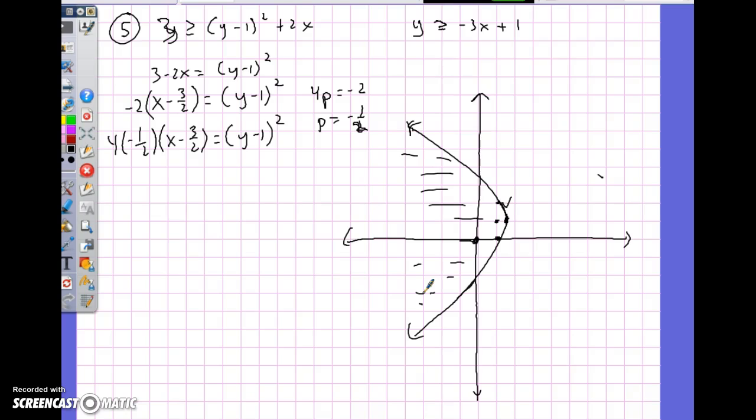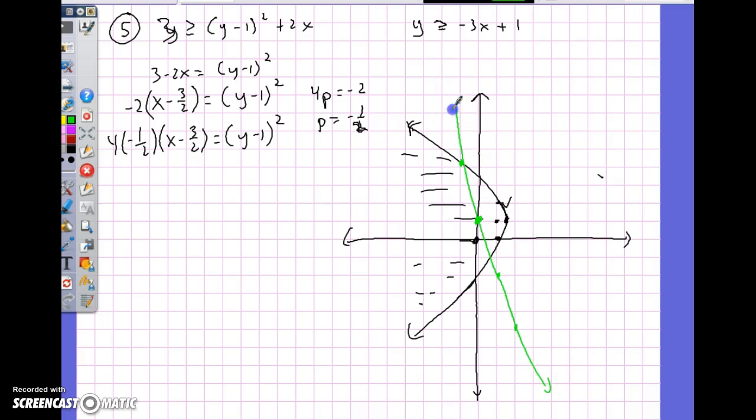All right. Now I'm going to do the second graph, which is a line. Hopefully that one's going to be really easy. So I go over here. My y-intercept is 1. Slope is -3. So I'm going to go down 3, over 1, down 3, over 1. And it says equal to, so I'm going to draw a line.